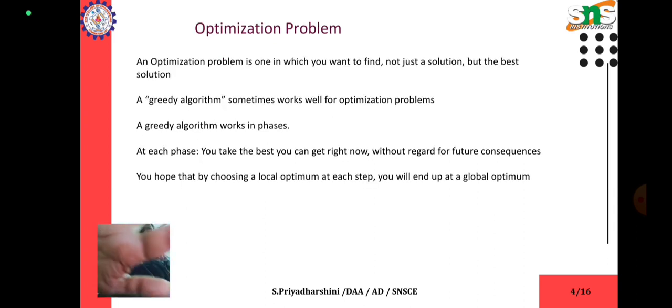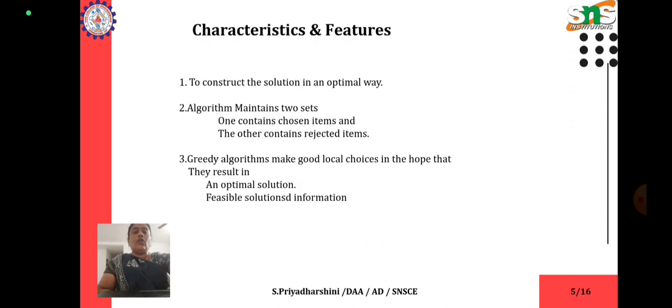So let's see the optimization problem. An optimization problem is one in which you want to find not just a solution but the best solution. A greedy algorithm sometimes works well for optimization problems. A greedy algorithm works in phases, or you can call them stages. At each stage or phase, you take the best one you get right now without regard for future consequences. We hope that by choosing a local optimum at each step, you will end up at a global optimum.